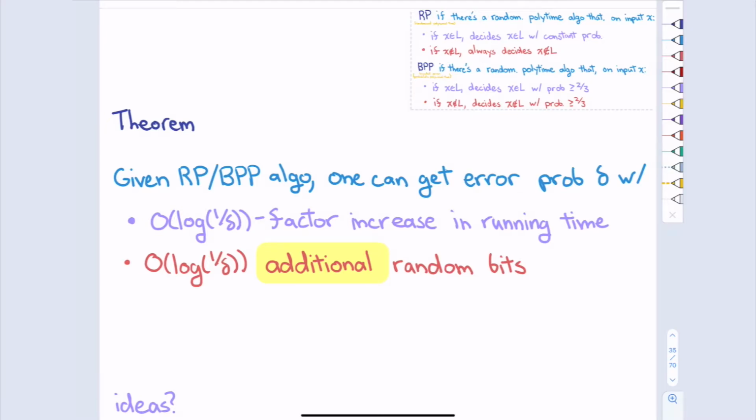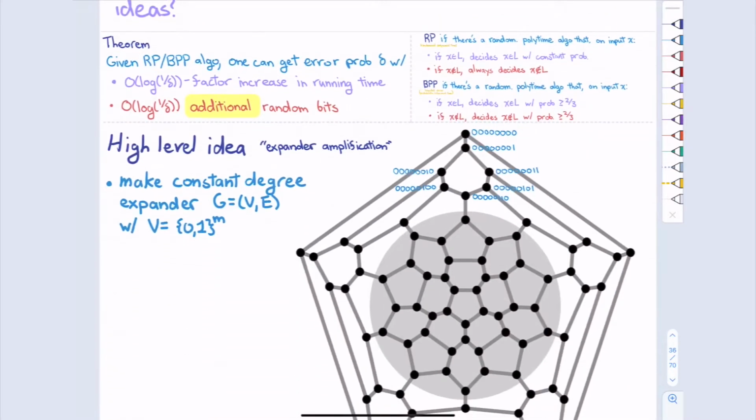We encode the random bits as a graph, and then the path, a path of length n, is the random bits we end up using. Oh wow, good. Okay, so here's what we'll do.